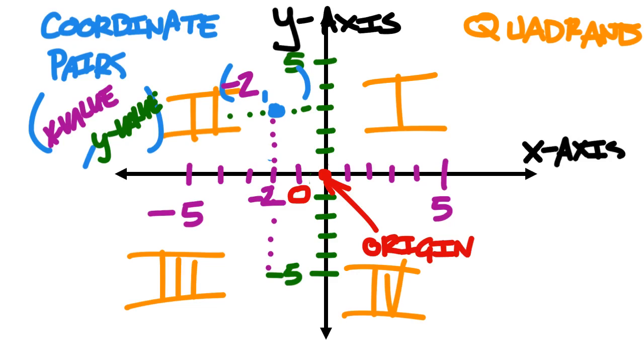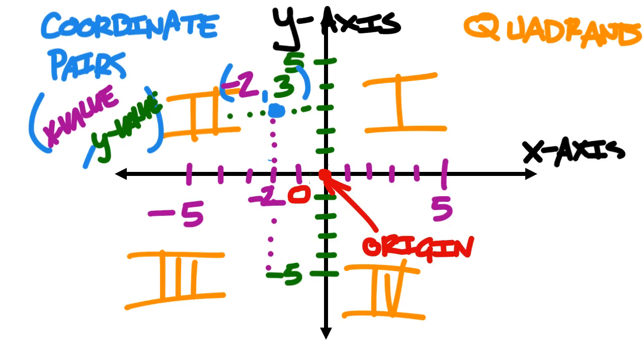Well, then I see what is its corresponding y-axis vertical line value. And again, I follow this green line over here, and it's showing that it corresponds with, on the vertical number line, 0, 1, 2, 3. So that would be 3 right there. And that gives us this ordered pair of -2, 3.